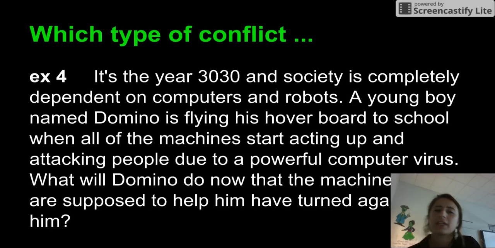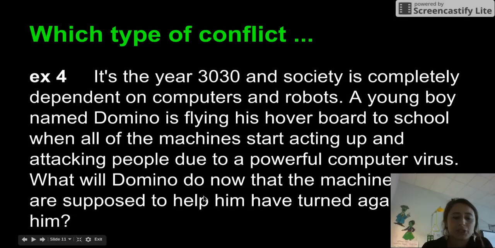This one was really tricky. If you said person versus self, you weren't too far off. Honestly, that could maybe even be argued as correct. But more importantly, all of the machines that run this society have turned against Domino. That's what makes it person versus society.